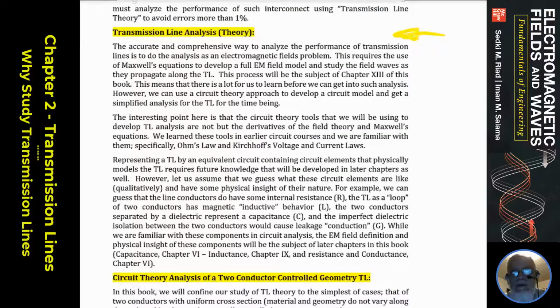So we now get into the development of the transmission line analysis, and we mentioned that we are going to be focused on controlled geometry transmission lines.